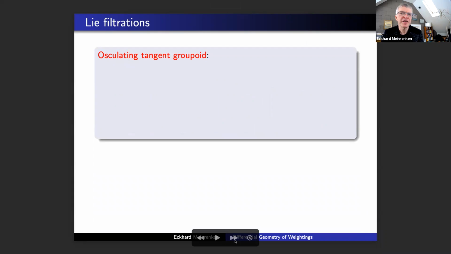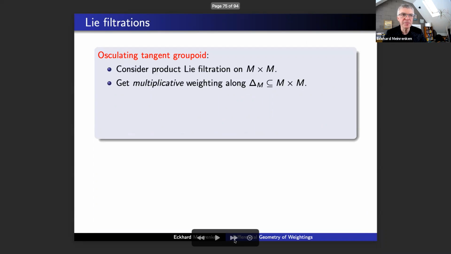there's also an osculating tangent groupoid. So what you have to do is you have the Lie filtration on M, and you can take the product Lie filtration on M times M. And as I said, on nice submanifolds, you get weightings, and it turns out the diagonal is actually nice. So you get a weighting along the diagonal, and then you have the weighted normal bundle. And it turns out the weighted normal bundle again is the weighted tangent bundle, this osculating tangent bundle. It's the same thing.